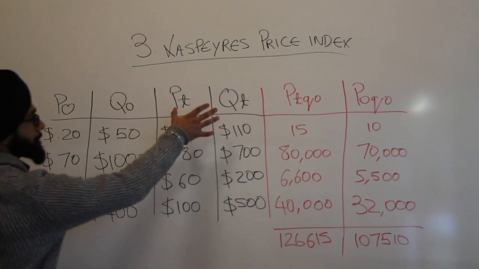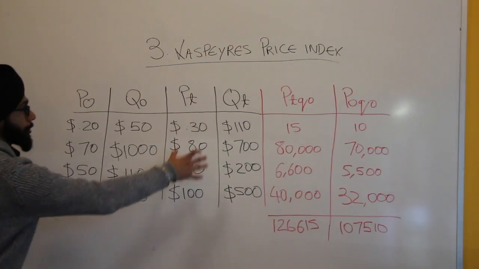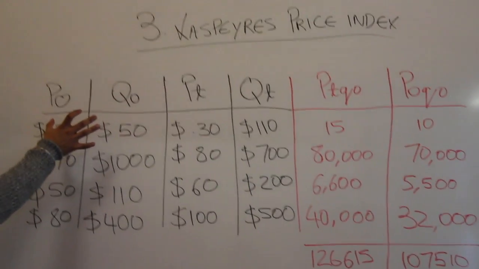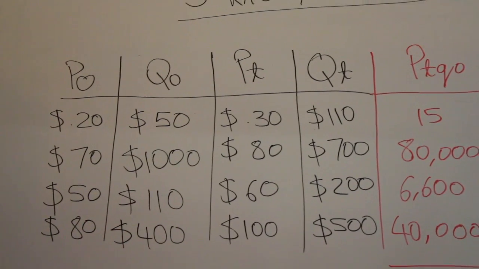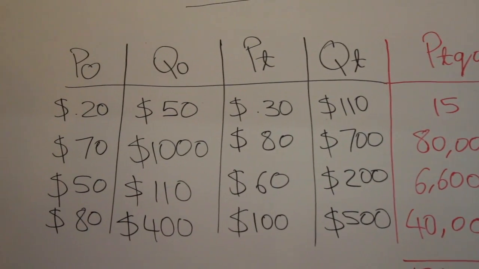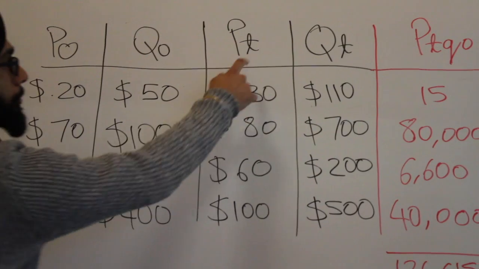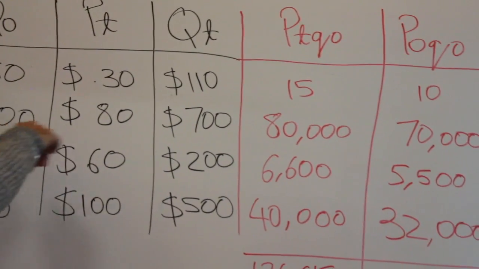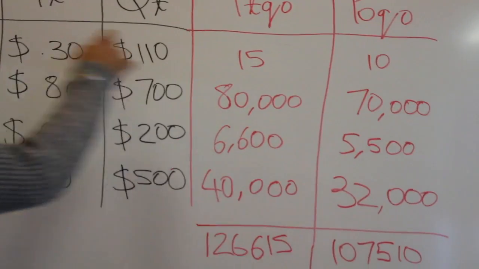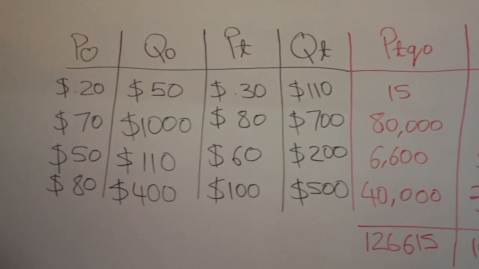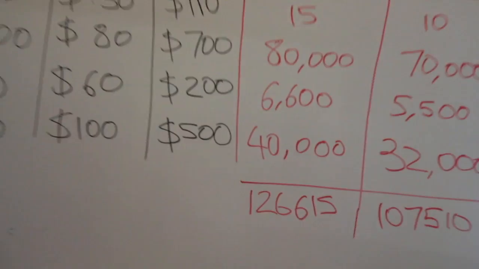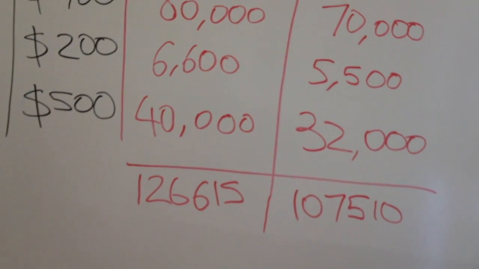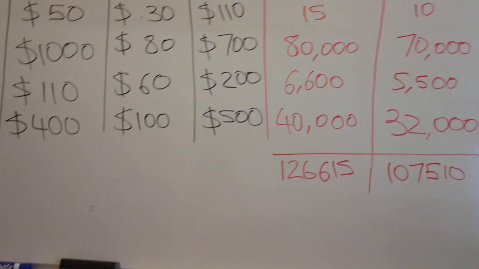Okay. So here's the list of the current price and the current quantity, and this is the list of the base price and base quantity. How we calculate the Laspeyres price index is we take the current price and the base quantity and you add them up, as well as you take the base price and the base quantity and you add them up and you get the sum total of it. And what do you do with that?